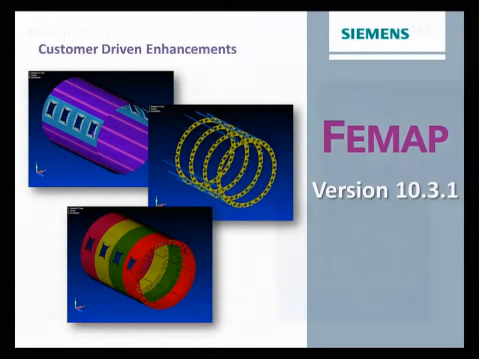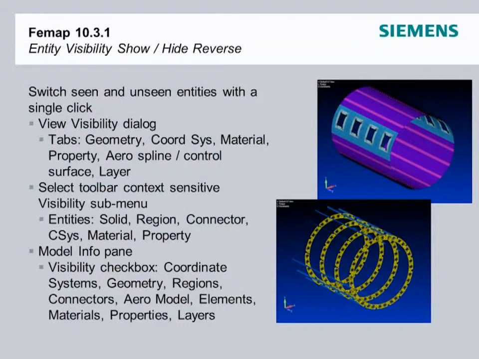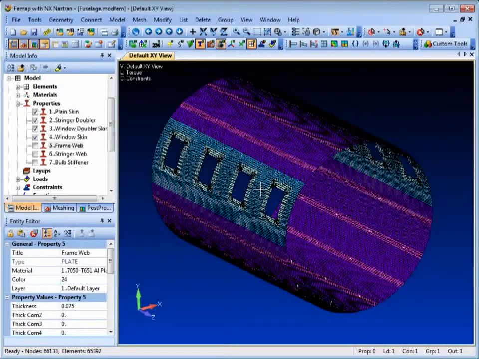release of Femap. Entity viewing has been enhanced in Femap 10.3.1 with the new ability to reverse those entities that are displayed and hidden with a single mouse click. In this fuselage model we are currently viewing all of the skin entities by their properties, and we can easily switch to view the internal structure.